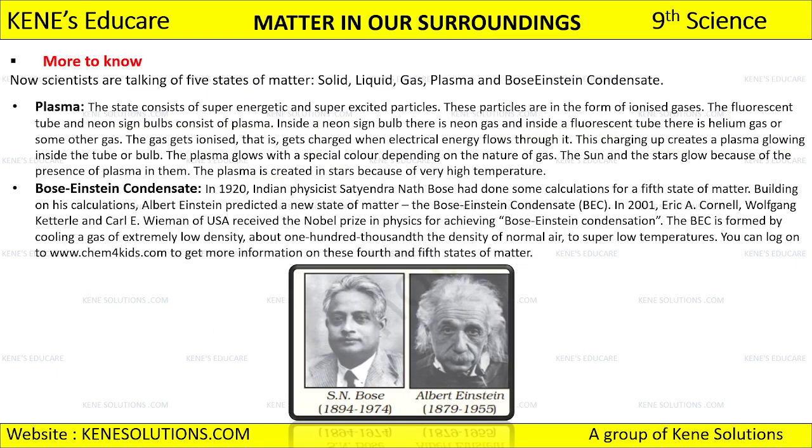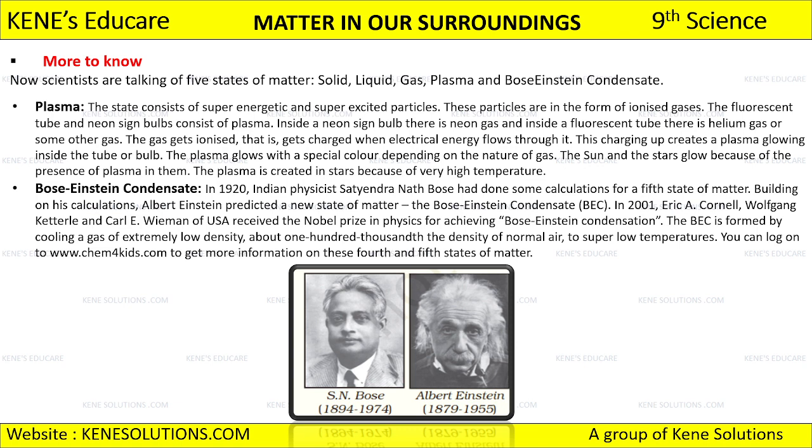Now, after this, we have more to know about plasma and Bose-Einstein condensate. So, see, plasma consists of super energetic and super excited particles. The particles are in the form of ionized gas. You might have seen the fluorescent tubes and neon sign bulbs that consist of plasma. Inside a neon bulb, there is neon gas, and inside a fluorescent tube, there is helium gas. So these are all considered to be plasma, okay?